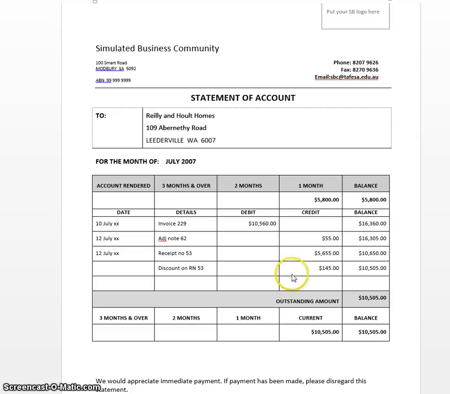For example, if you looked at the transaction of $10,560 and took off the adjustment note of $55, that would also equal the balance of $10,505. The $10,505 is recorded as the outstanding balance, that is, the amount of money owed by Riley and Holt Homes at the end of July. When it's recorded in our aging, it becomes current because it relates to the current month.